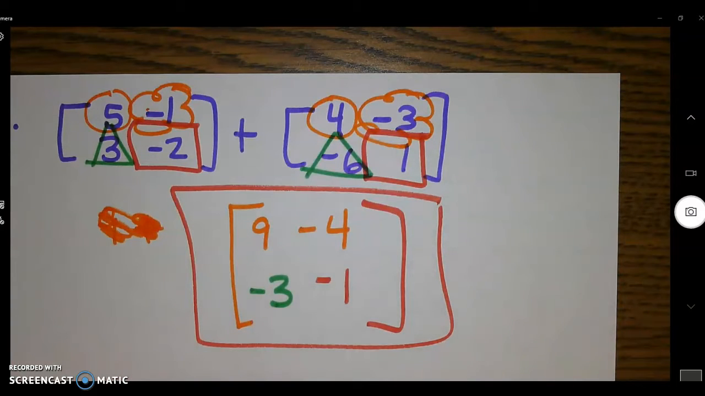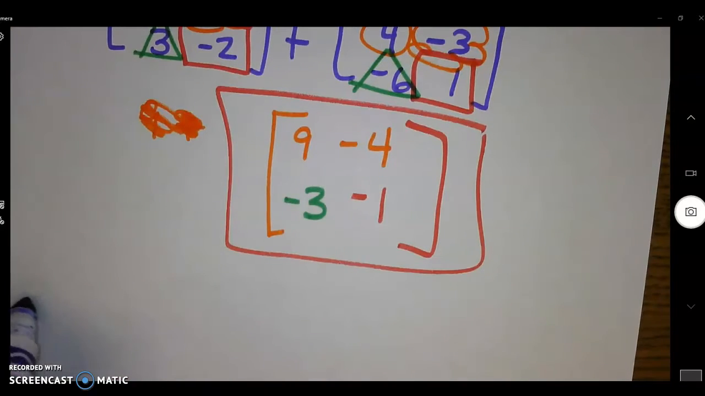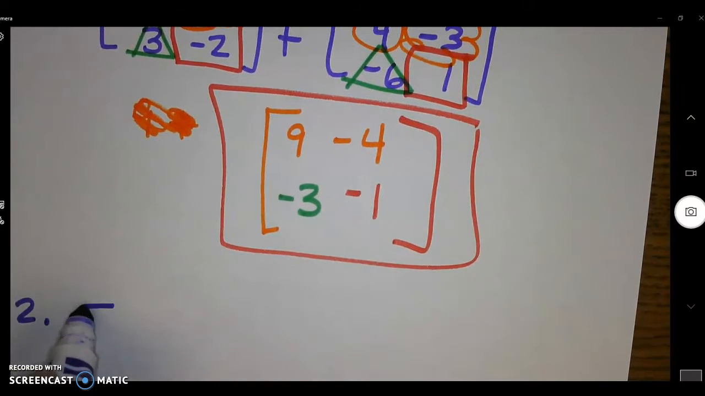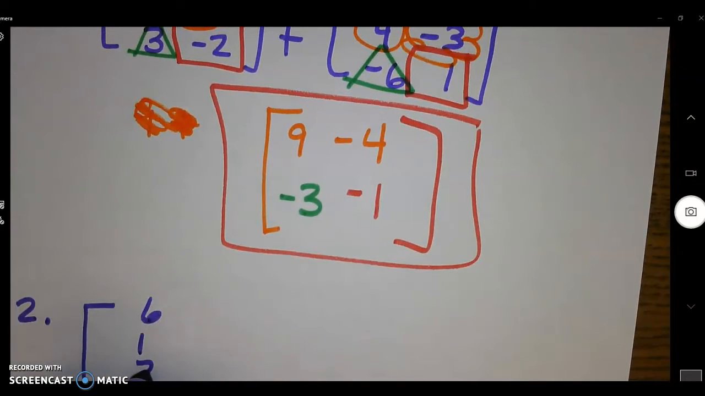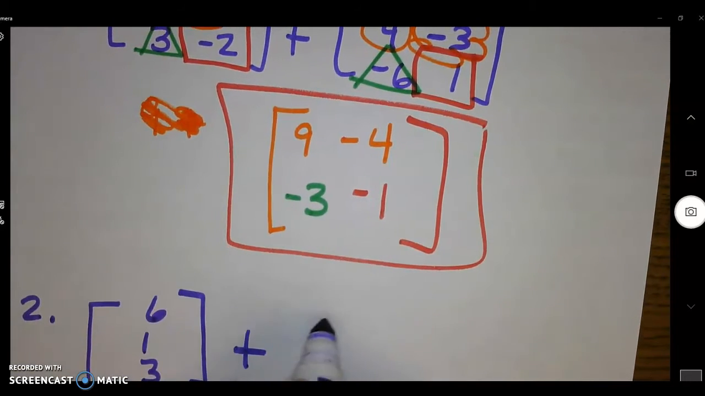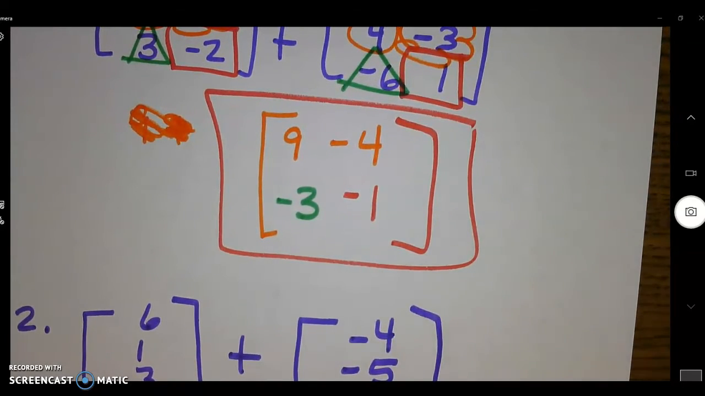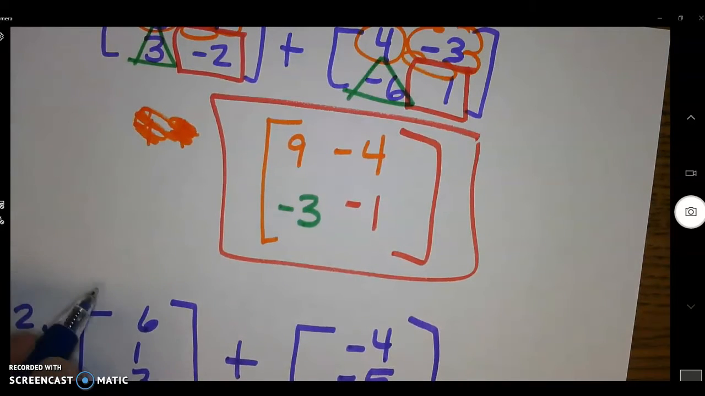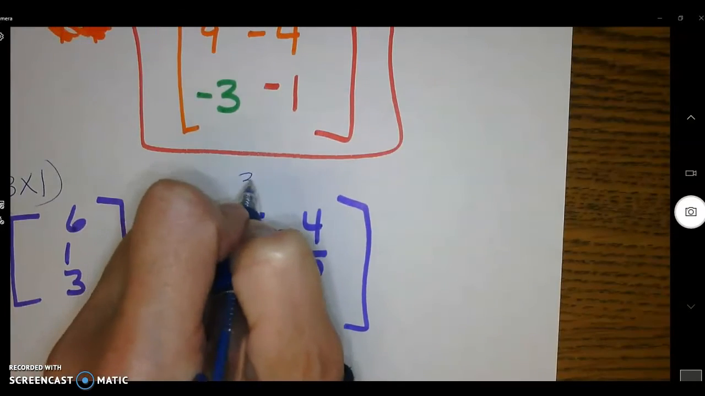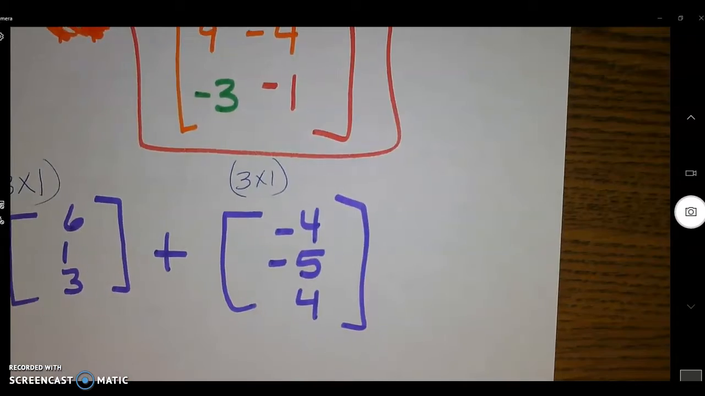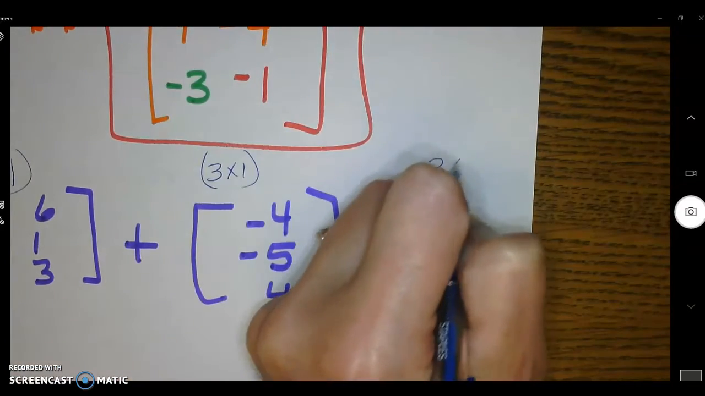Let's do another one. Number 2. On the back side, that's where I'm at. So 6, 1, 3. Plus negative 4, negative 5, and 4. Okay, just to review the order. So the order on this one is rows first. So it has 1, 2, 3, 3 rows by 1 column. So the order on this is a 3 by 1. Same over here. The order is a 3 by 1. So that means my answer should be a 3 by 1.